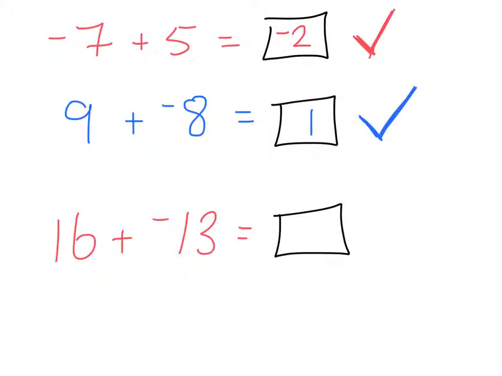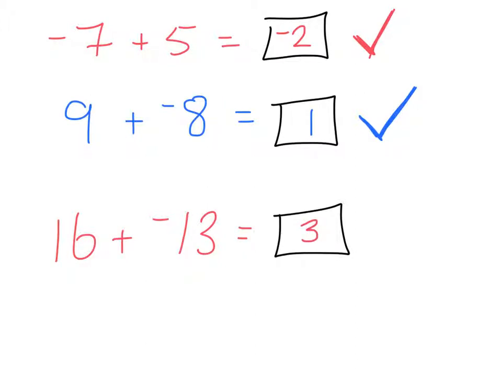Now what I want you to do, pause the video, try the next one, and then unpause the video when you're ready to see the way that I did it. Alright, so remember, first step, find the difference between the two. So we have 16 minus 13. So 16 minus 13 is 3.